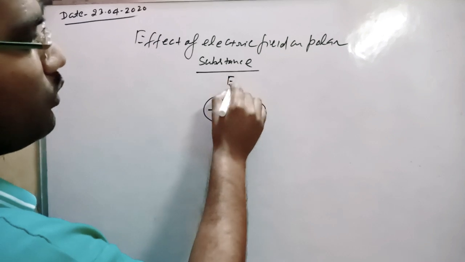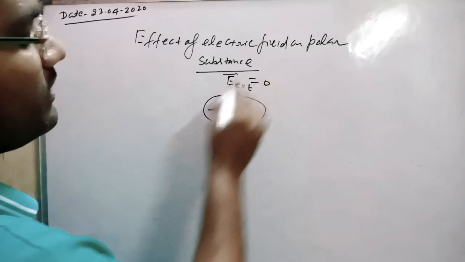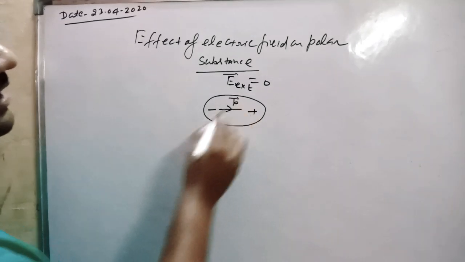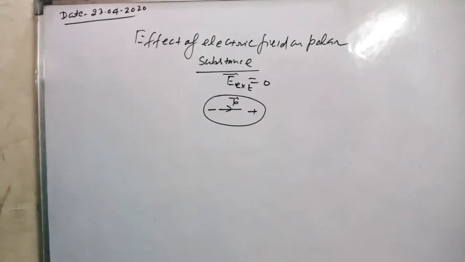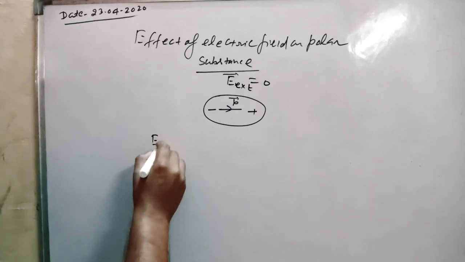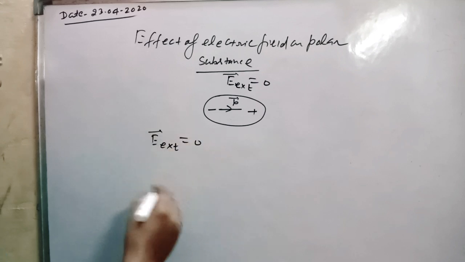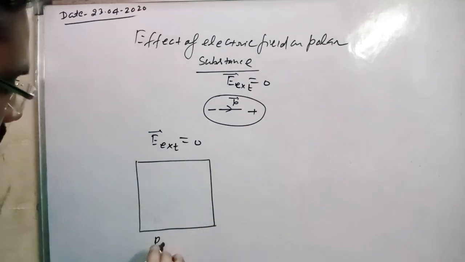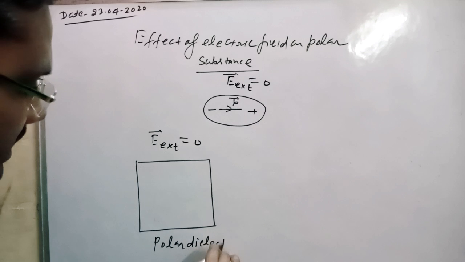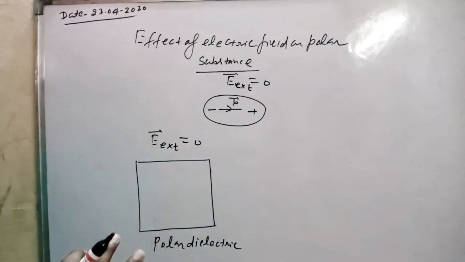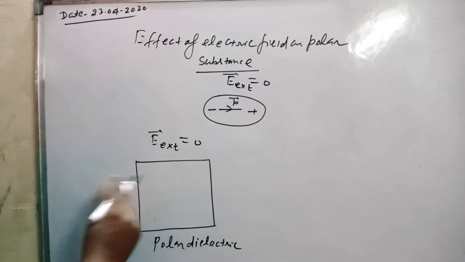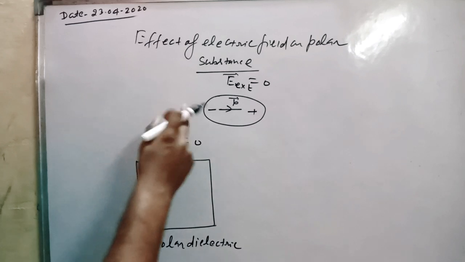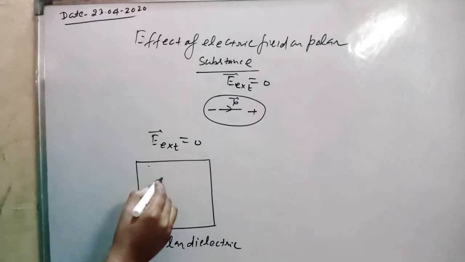That means here no external field is applied. The external field is zero, but there is an electric dipole moment. In the absence of an electric field, that means the external electric field is zero, and in this region a polar dielectric is placed. Polar dielectric has a permanent electric dipole moment, but in the absence of an electric field, these dipole moments are randomly aligned.